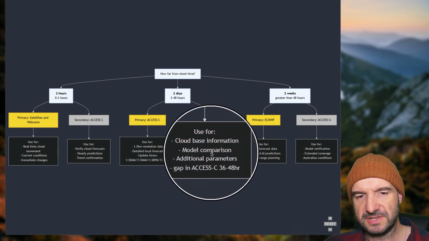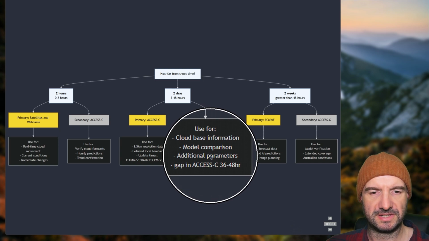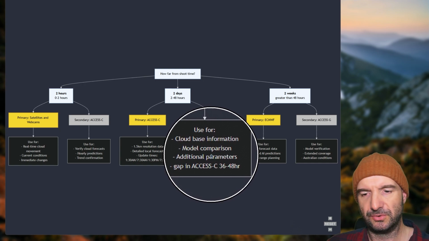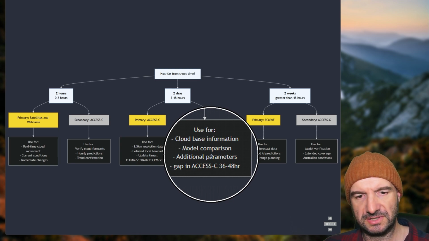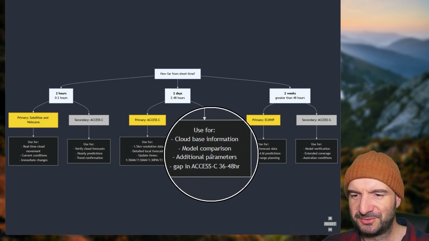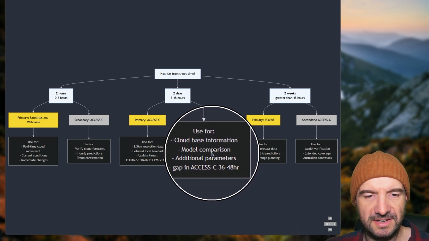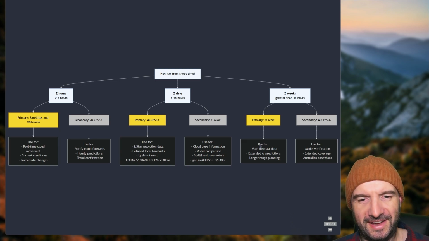We can also use that for cloud-based information, which is very handy to have, and I can explain how that works. It does have some additional parameters that ACCESS-C doesn't have, and also ACCESS-C only rolls out to 36 hours. And so in this case, ECMWF can bridge that gap between the 36 and 48 hours. If you're worried about that extra 10-hour block there, or was it 12-hour block?